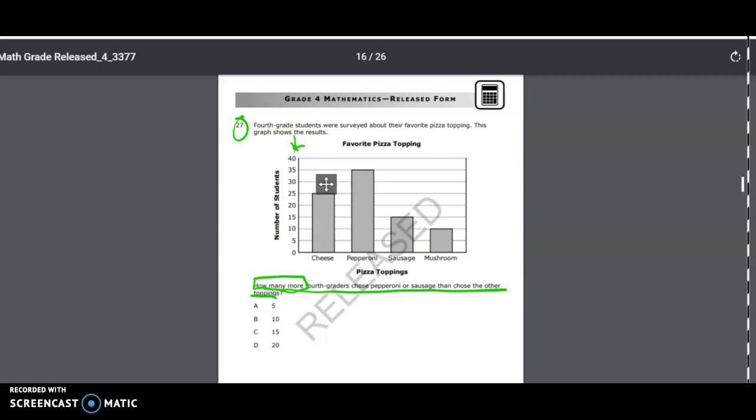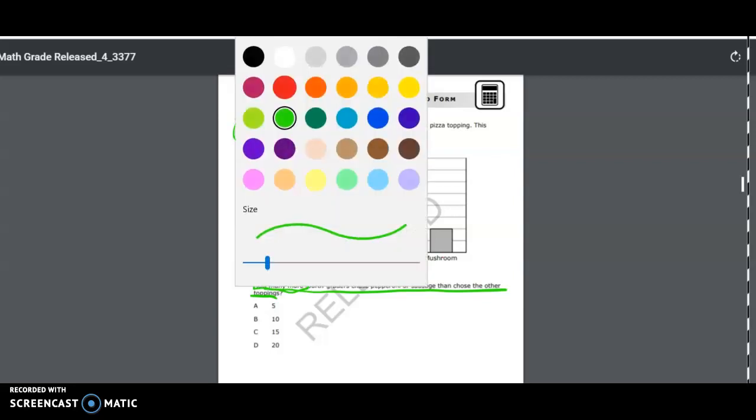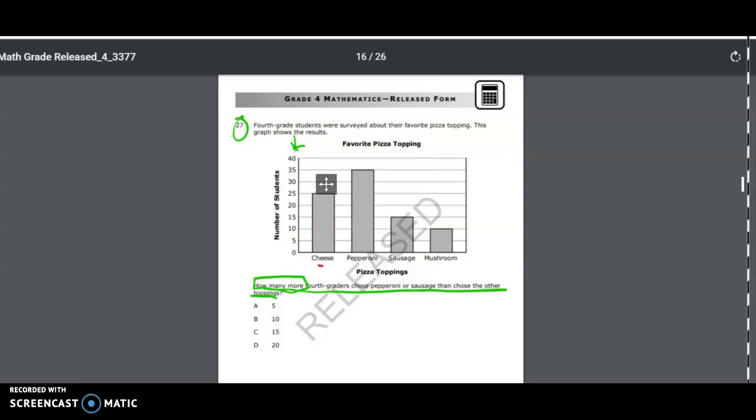So let's go and read our graph. You've got cheese right here, 25. So you go all the way up, you go across, and you see 25. So we're going to write our numbers in there. 25 students chose cheese. Pepperoni, we're going to go to that one. You go all the way up. 35 students chose pepperoni. And let's go to sausage. 15 students chose sausage. Mushroom, 10 students chose mushrooms.